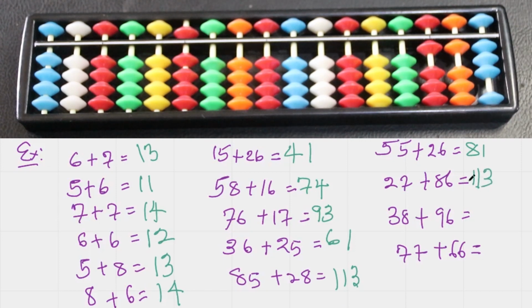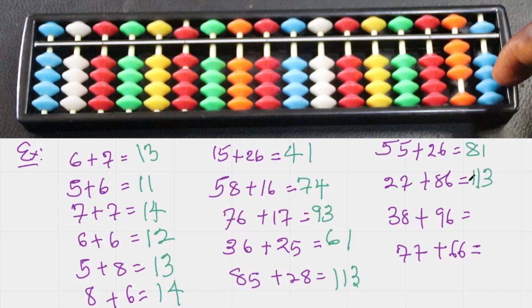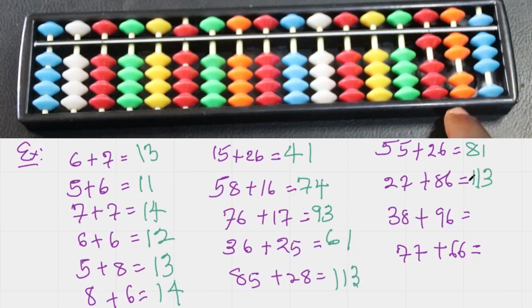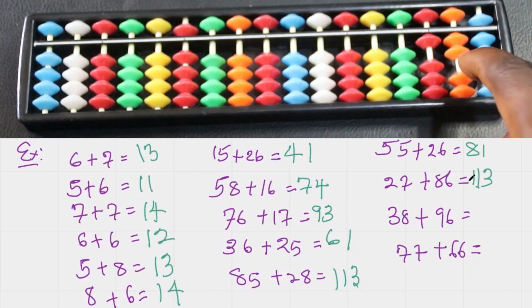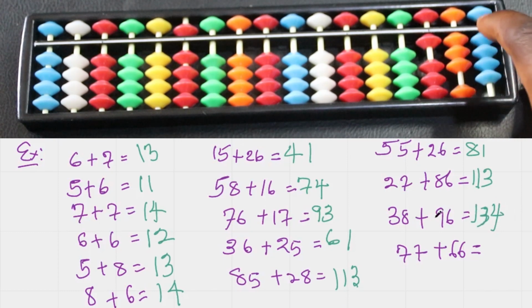So 38 plus 96 now. To add 9 here, add 10, remove 1. I've added 9. To add 6 here, add 10, remove 4. To remove 4, I need to remove 5 and add 1. And then I have 1, 3, 4. Yes, 1, 3, 4.